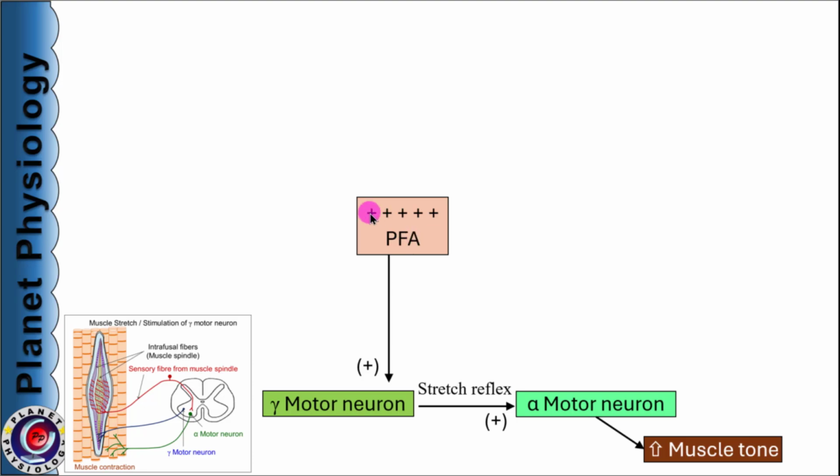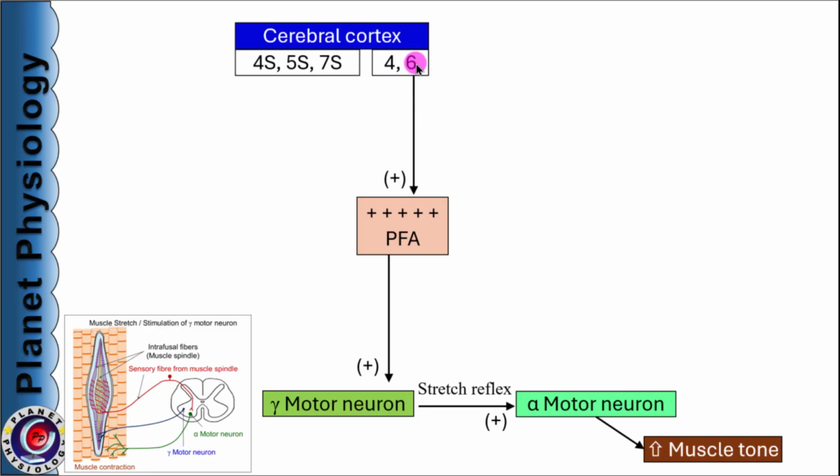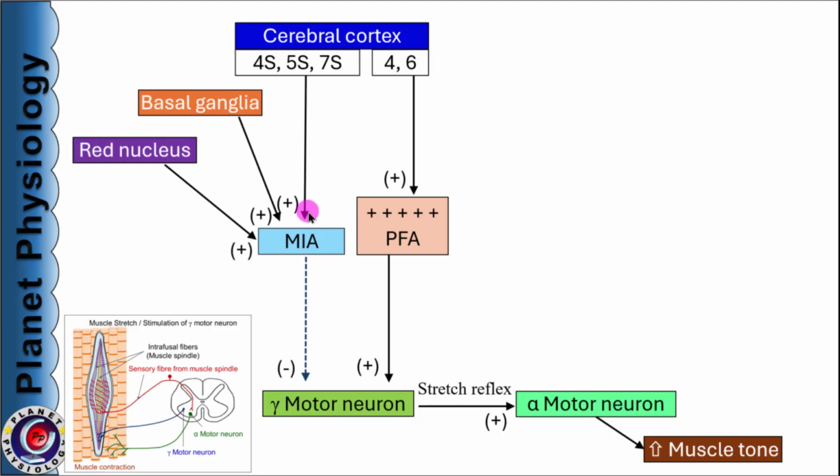Pontine facilitatory area is intrinsically active, which is represented by these plus signs. It sends excitatory impulses to the gamma motor neurons, which activate alpha motor neurons and increase the tone. Pontine area also receives excitatory signals from motor cortex, especially from area 4 and 6. Medullary inhibitory area inhibits gamma motor neurons and hence decreases muscle tone. But it gets activated only when it receives signal from suppressor areas of the cortex, red nucleus, basal ganglia or cerebellum. Motor cortex also sends facilitatory signals to alpha motor neurons via corticospinal tracts.